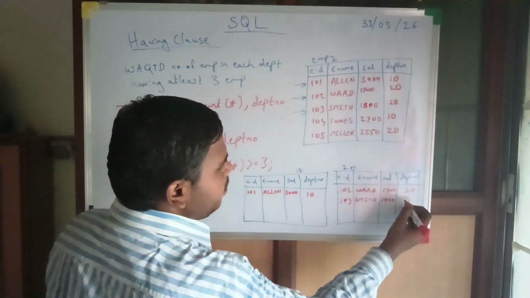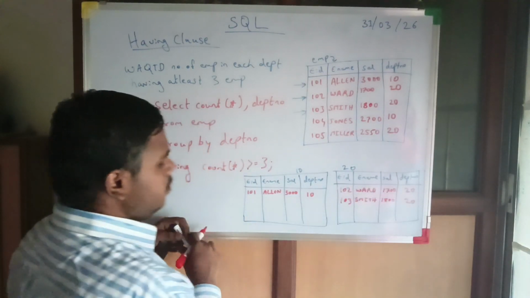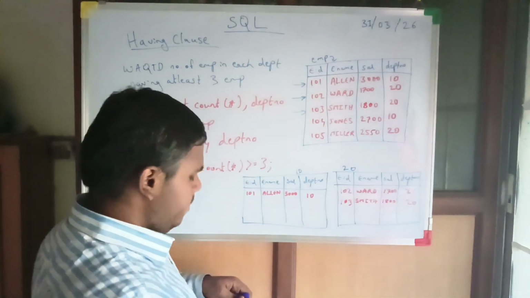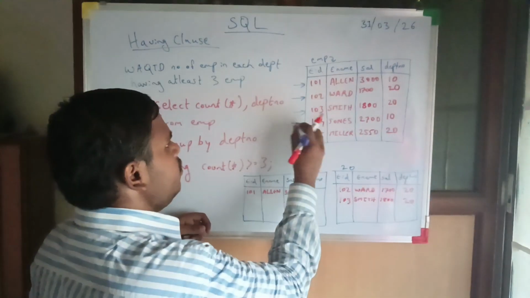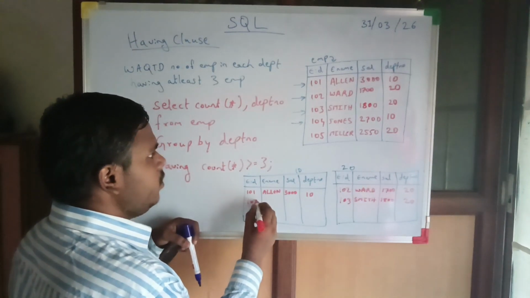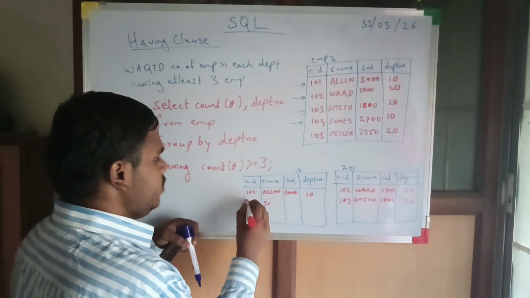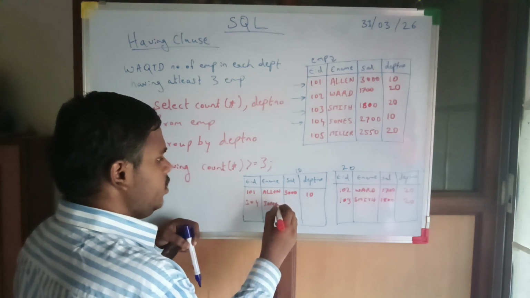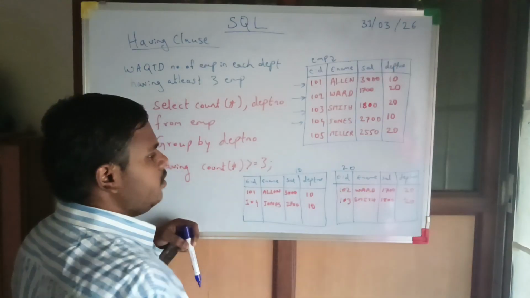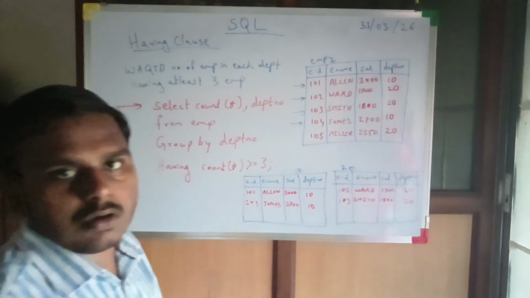1800, and department number is again 20. Now when it goes to the fourth record, department number 10, here data entry will happen: 104, Jones, 2700, department number 10. The fourth record also got selected.